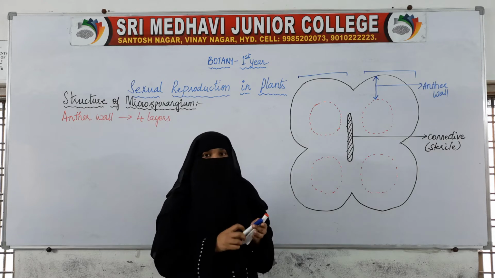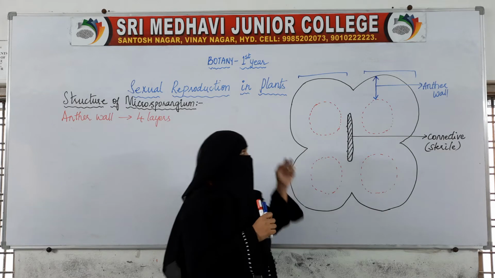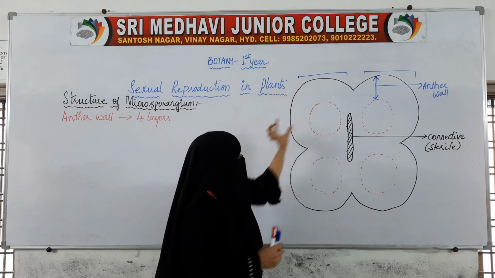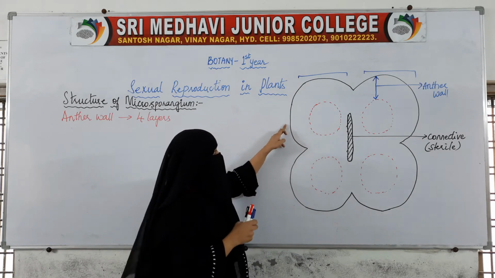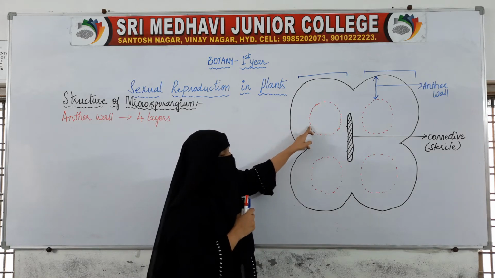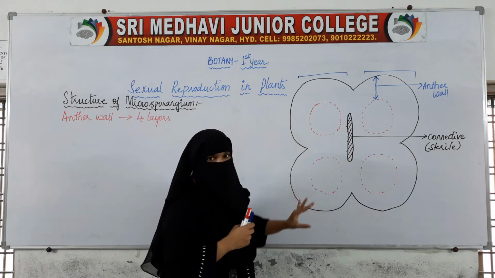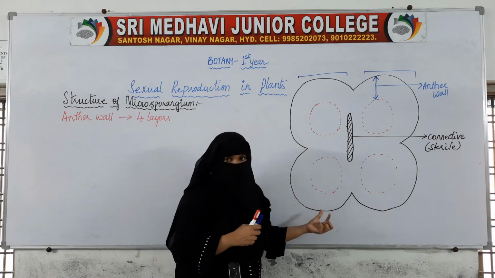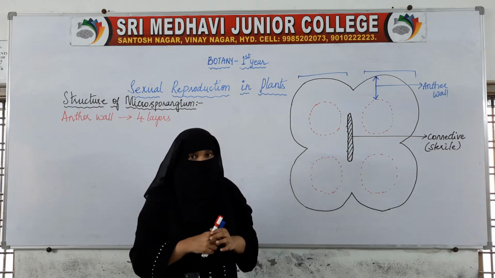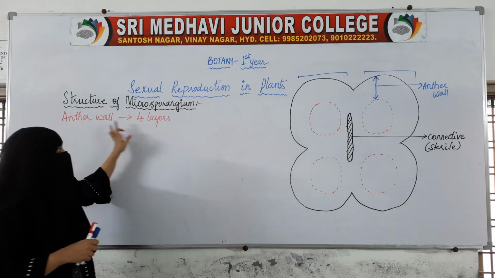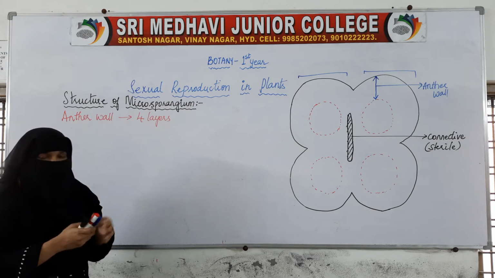The wall of the anther consists of four different layers. The space between this outer layer and the microsporangia is called the anther wall. In this space, which is nothing but the anther wall, we will see four different layers. That is, each anther wall consists of four layers.